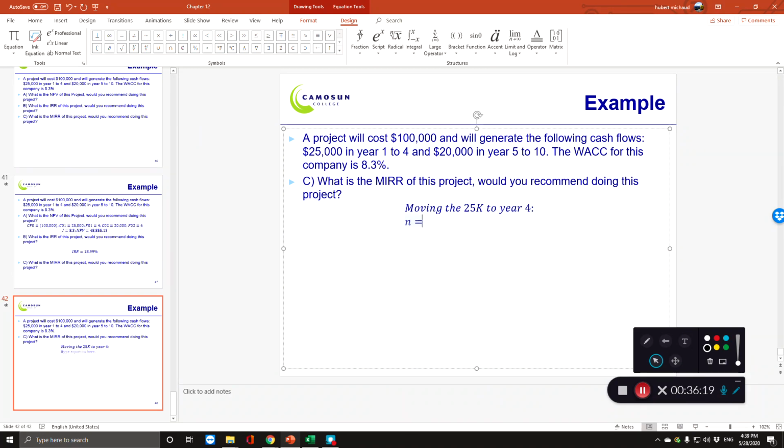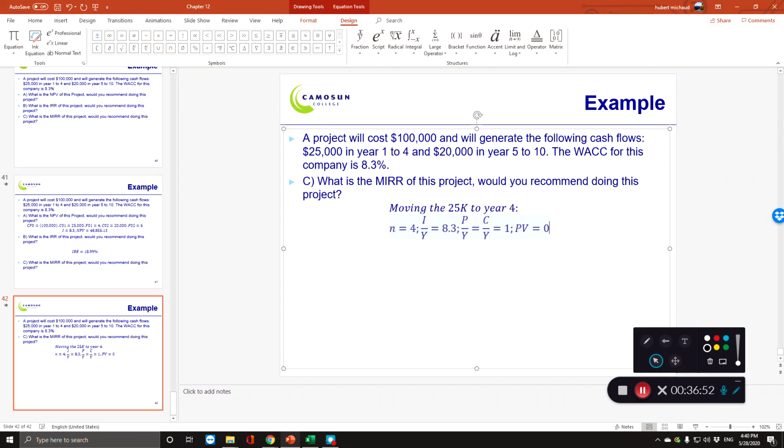In order to do that, I have 4 periods. The interest rate I want to use is 8.3%. I don't have any PVs. Let's do P over Y and C over Y, the payments per year and the compounding periods per year. In these chapters, we'll basically always be using just one. I don't state it in the question, but it's implied.